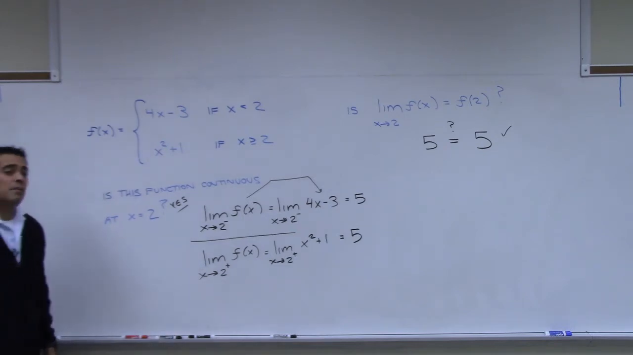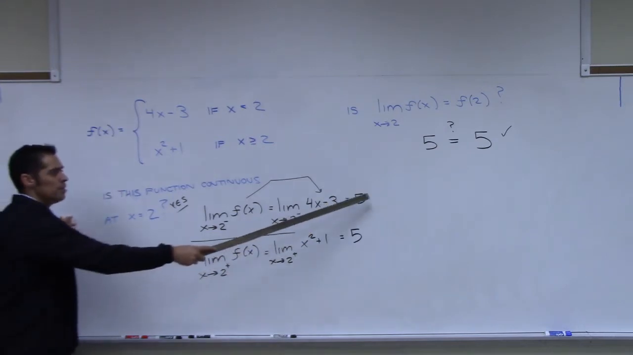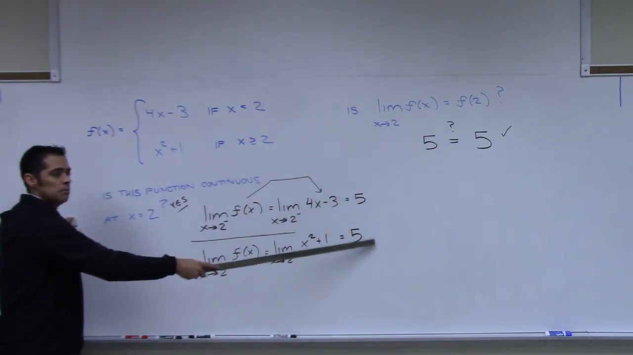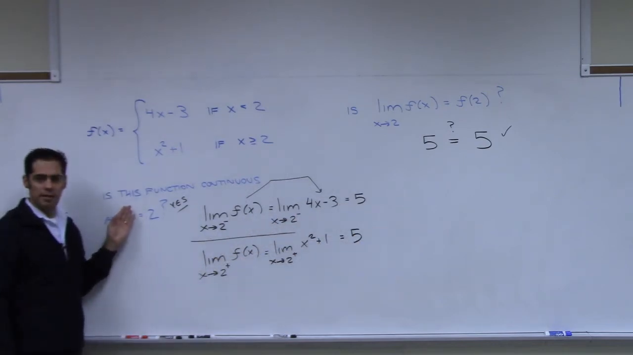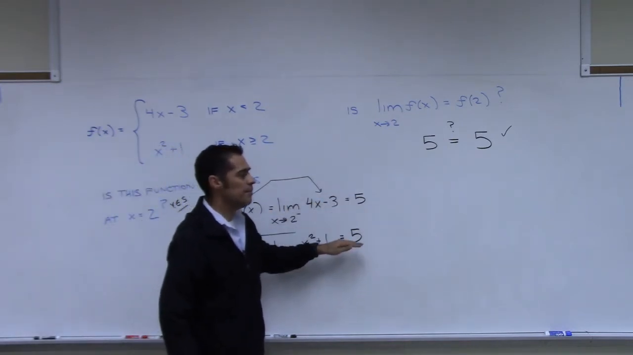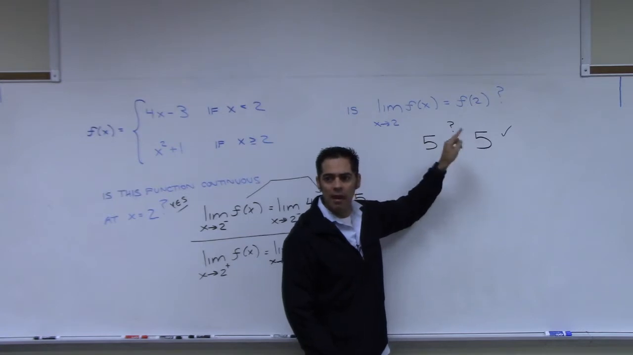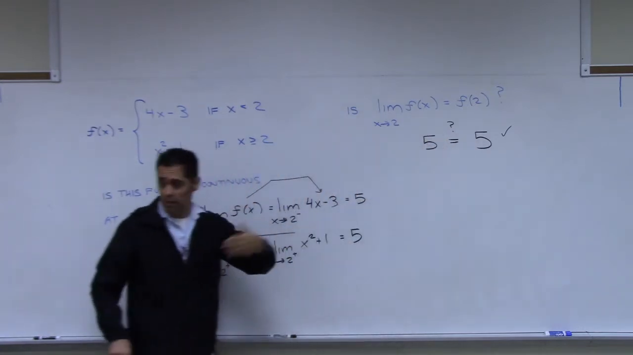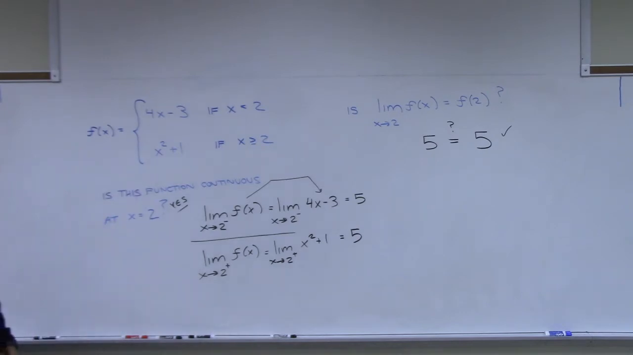All right, who's going to tell me what our answer would have been to this question if these would have both turned out to be 4? If this was 4 and this was 4, what would our answer to this question be? No. And it would be because even though these are the same, this would have been 4 and that wouldn't have equaled 5. So it would have not been continuous. The limit would have existed, but it wouldn't have matched the function's value. We good? Questions? All right.